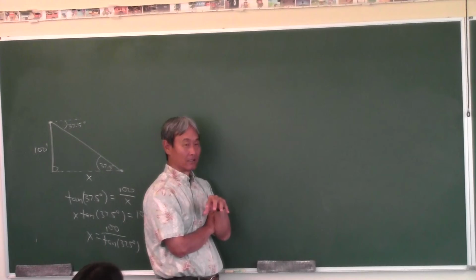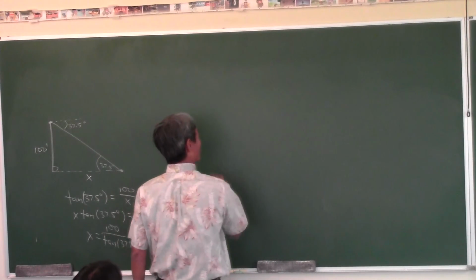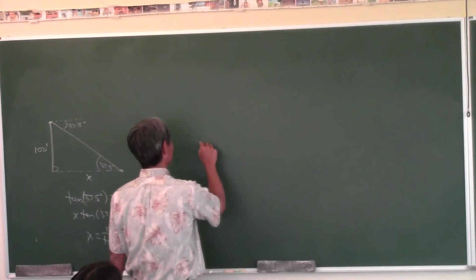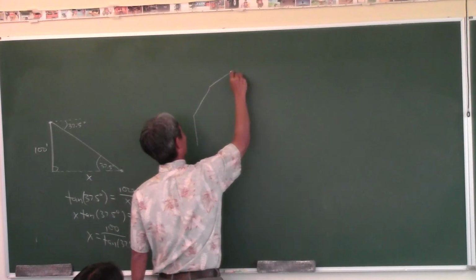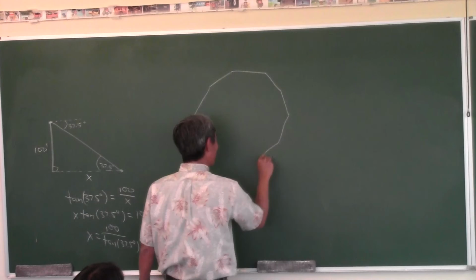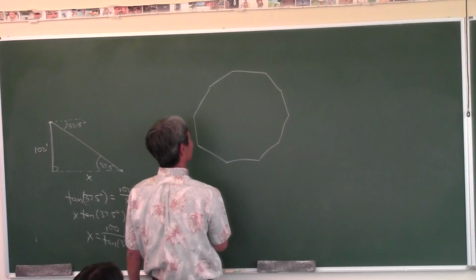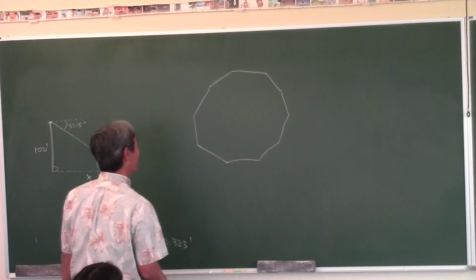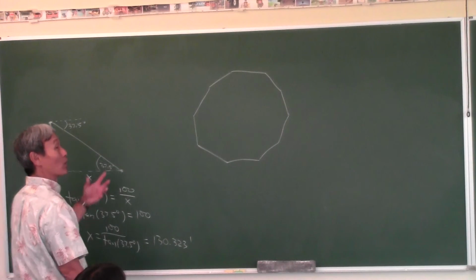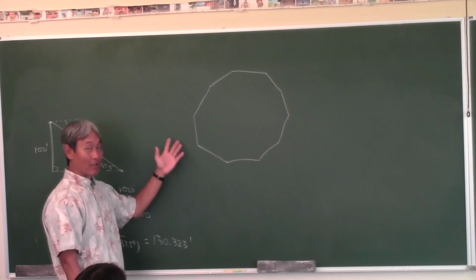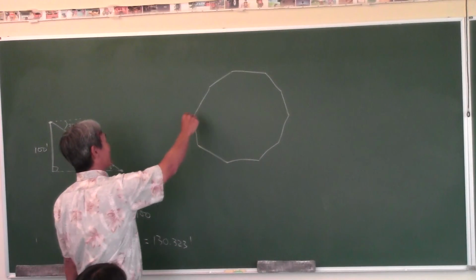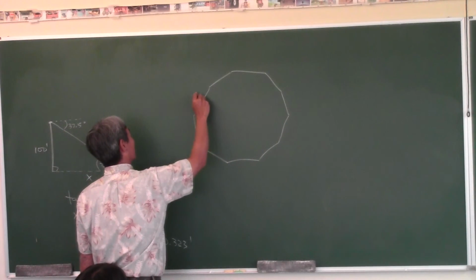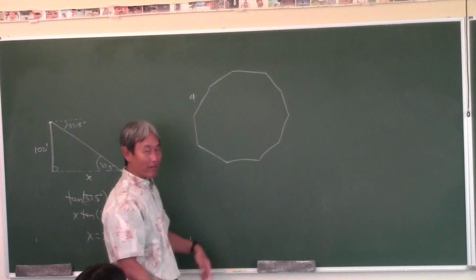10. Yep. Okay, decagon. Suppose I have a regular decagon. Let me see if I can draw this. 1, 2, 3, 4, 5, 6, 7, 8, 9, 10. Could be better. Now, you guys know what a regular decagon means. That means all the sides and all the angles are equal, right? And what do you want to call the side? Give me a number. 4. Compute the area.